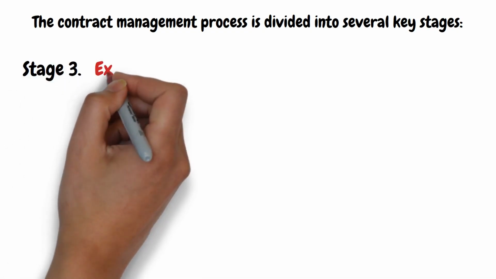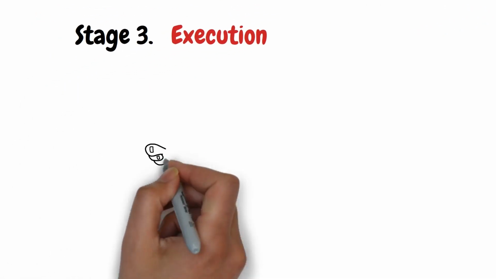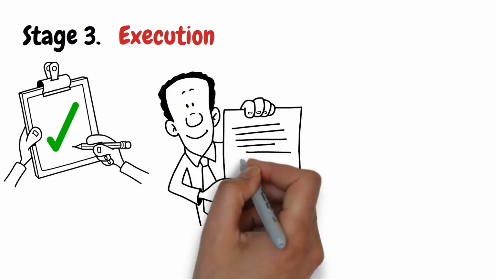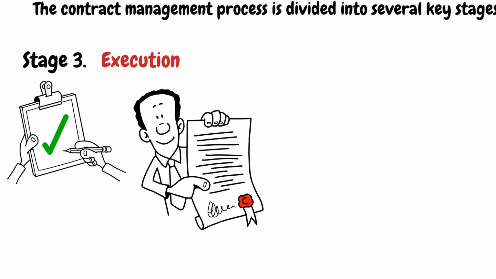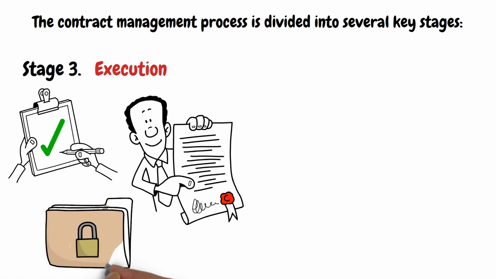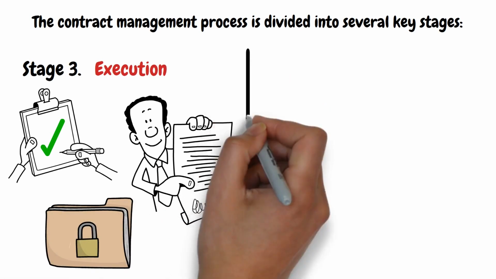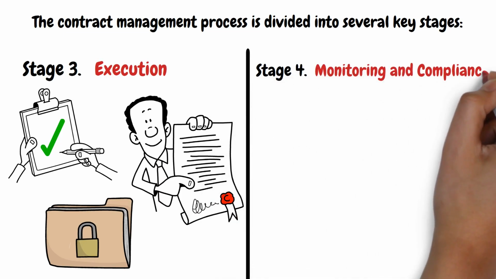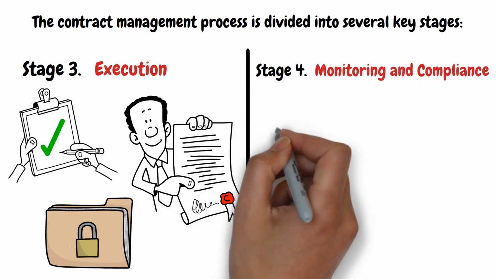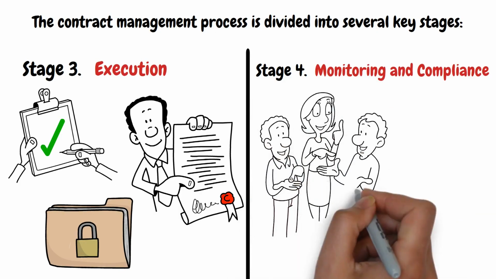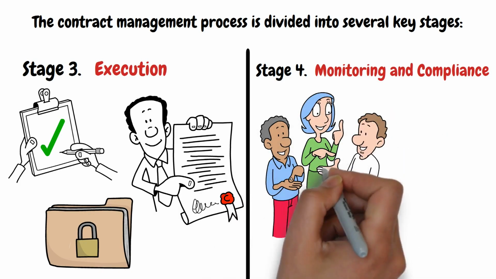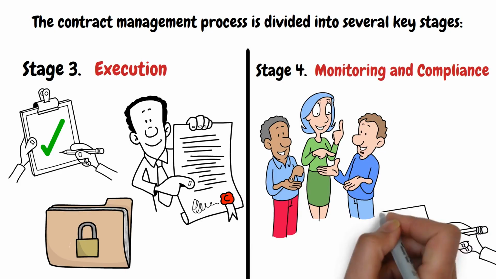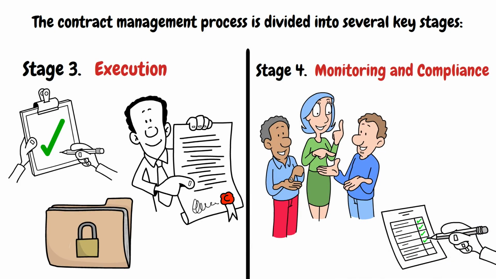Stage 3. Execution. Once the contract terms are finalized, all parties sign the contract to make it legally binding. This step also includes official documentation and record keeping. Stage 4. Monitoring and compliance. After execution, it's essential to monitor the contract to ensure that all parties comply with the agreed-upon terms. This involves regular check-ins, performance reviews, and audits.